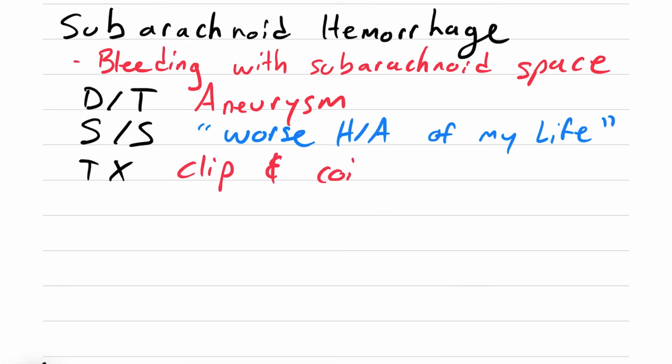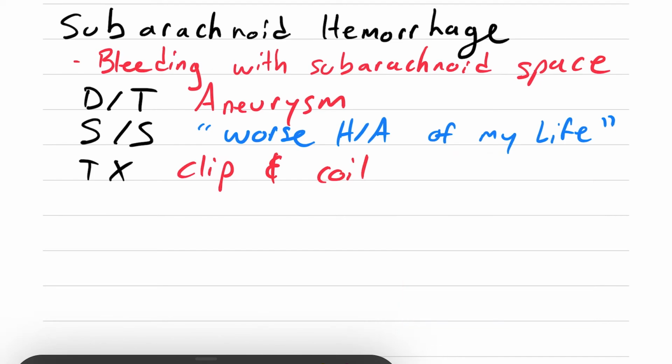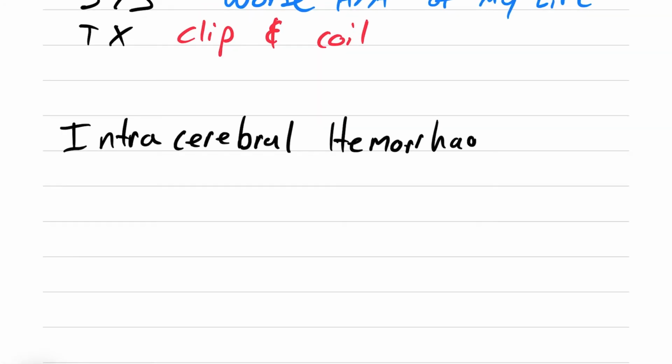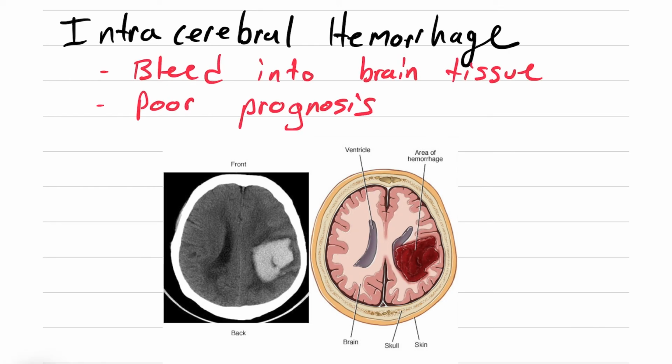The treatment for this is also surgery, specifically clip and coil. Clipping an aneurysm is exactly how it sounds like. There's a clip that clips the aneurysm, preventing it from bleeding. Coiling is when they insert a coil into the aneurysm to prevent it from bleeding. The last type of bleed I want to talk about is intracerebral hemorrhage, and this is when there's bleeding into the brain tissue. The patients have a very poor prognosis with this.